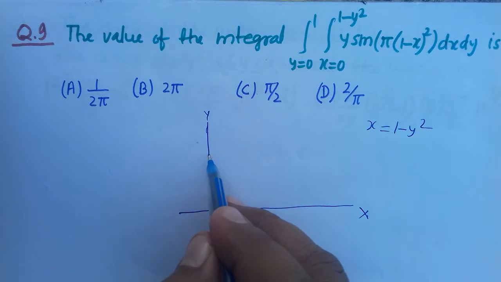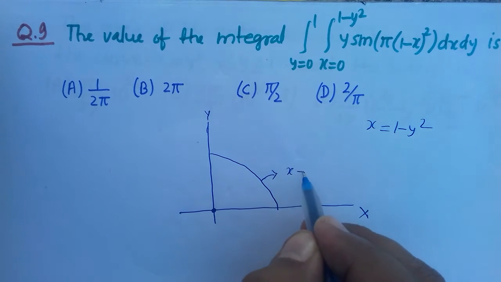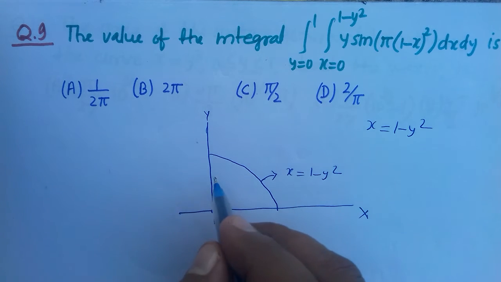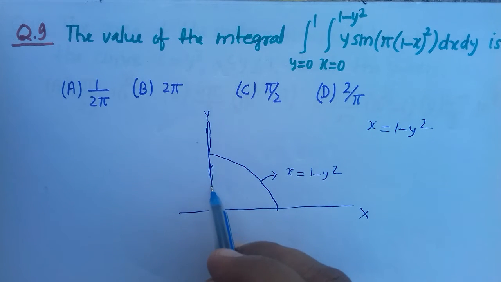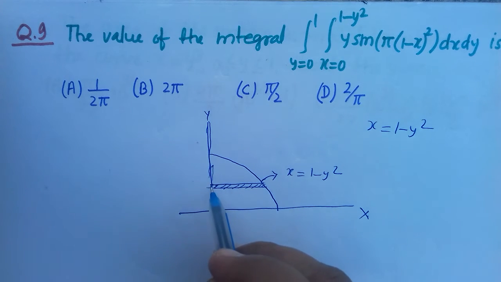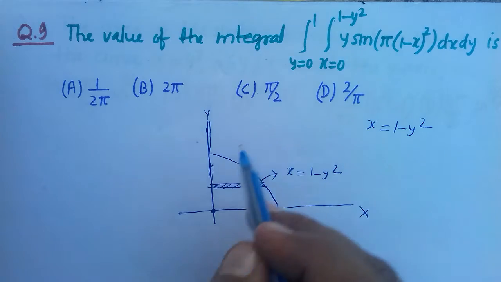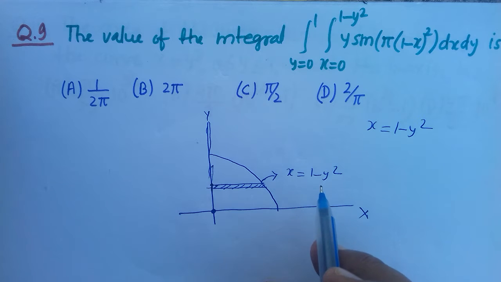The graph of this will be this curve. This curve is x equals 1 minus y square. So x equals 0 is this line. So the first limit is from any point of this line to this curve, that is this horizontal strip. This horizontal strip represents these two limits, x equals 0 to x equals 1 minus y square.